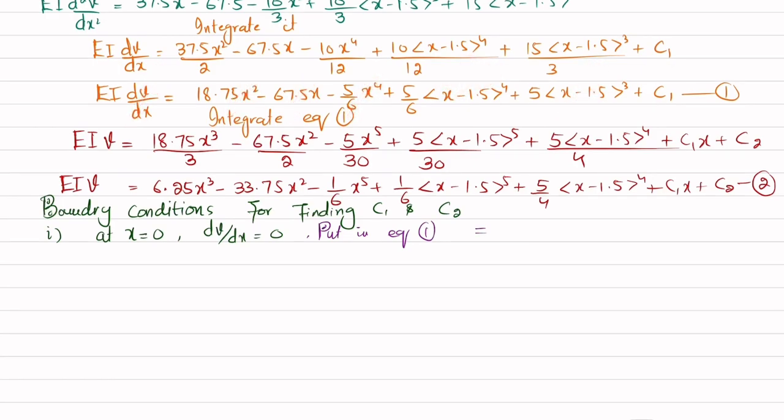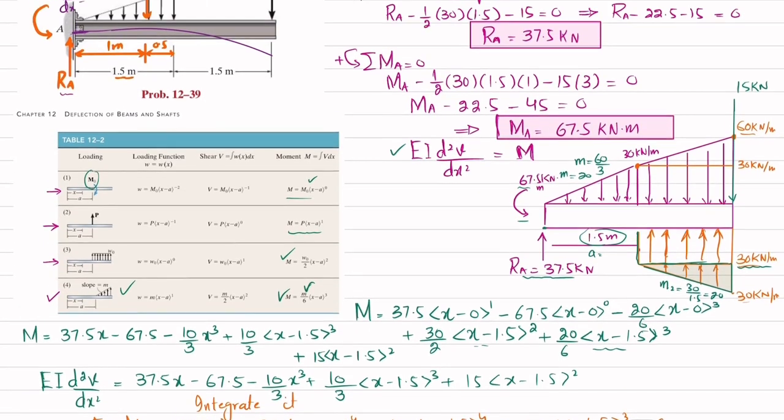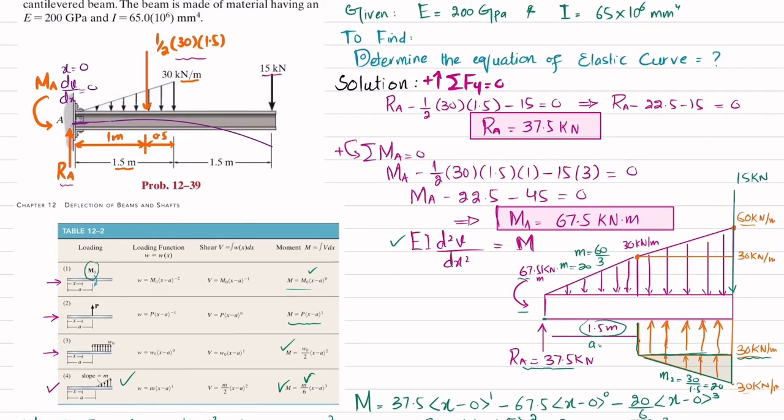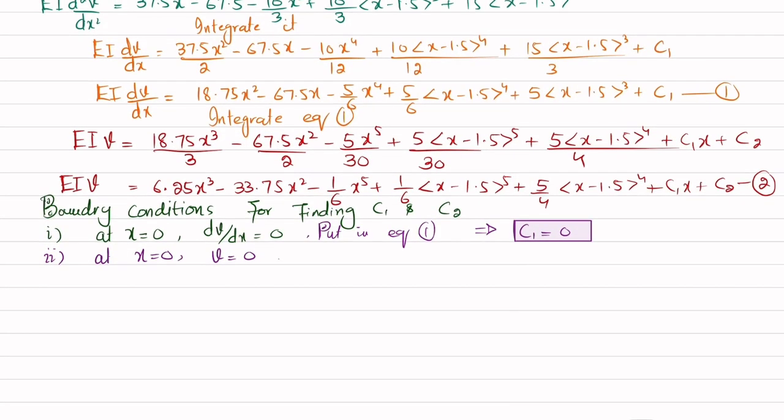So I will write, you will get C1 is equal to 0. Now the second boundary condition is that at x is equal to 0, we have deflection V is equal to 0. So here you can see this end is fixed support. So at x is equal to 0, we have deflection is equal to 0. So we will put in equation 2. So this is the equation number 2.